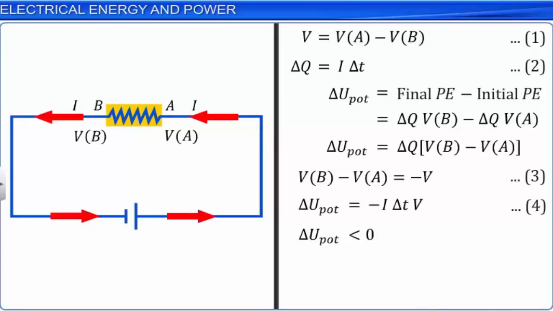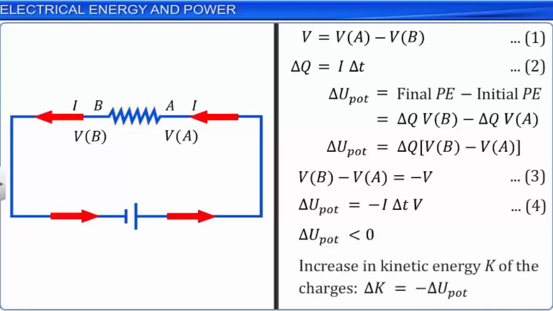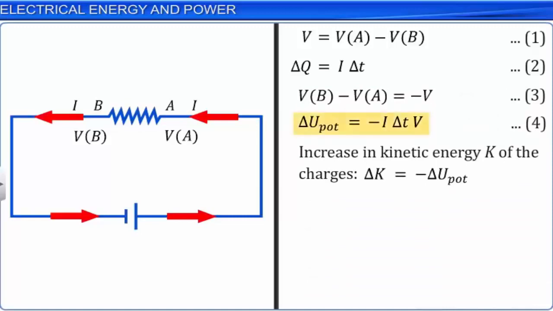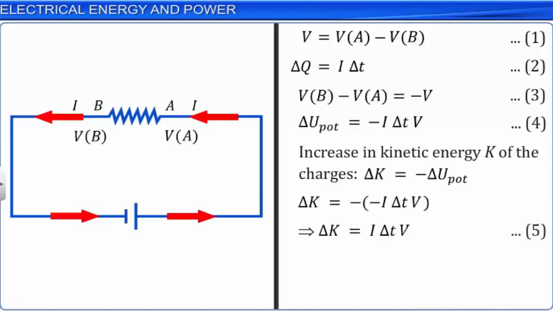Therefore, an increase in kinetic energy K of the charges is expressed as delta K is equal to minus delta U potential. From equation 4, we can see that delta K is equal to minus of minus I delta t V. This implies that delta K is equal to I delta t V. Let this be equation 5. Since the value of delta K is positive, its value is greater than 0.